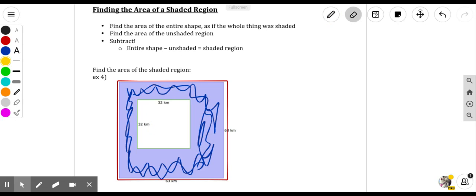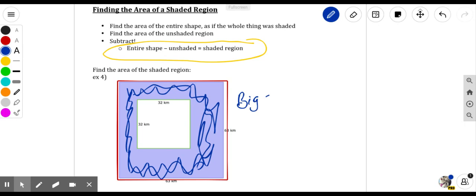So again, you find the area of the whole thing as if the whole thing was shaded in, then find the area of the unshaded part, and then you subtract them. So see right here, I have entire shape minus unshaded would give you the shaded region. So for this example here, the entire shape is a square. Remember that, so I'm going to put big shape.